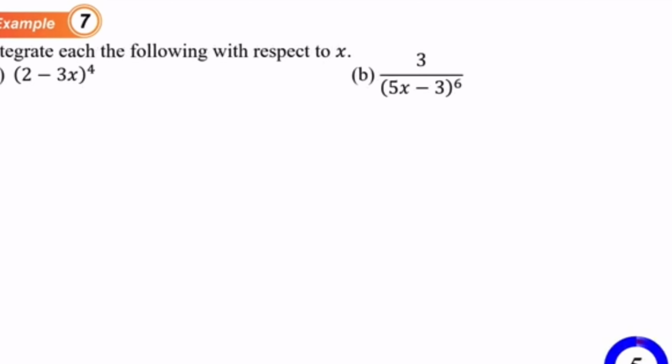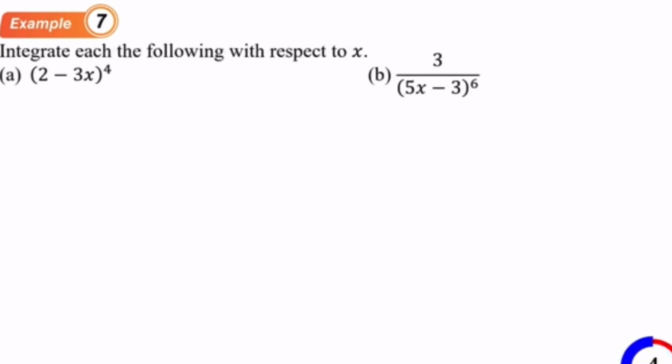Okay, so let's have a look at example 7. For this example, we are going to do it in a faster way. That means we will try to use the shortcut. So let's see how to do it. We will just take the power raised up by 1, then over the power raised up by 1, and divide by the a, which is negative 3, right? Okay, so let's do it now.